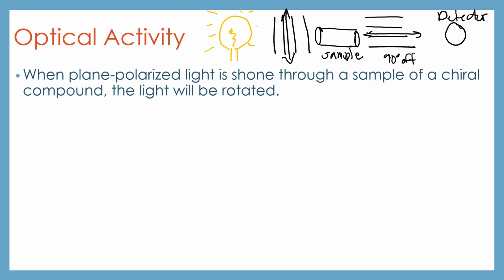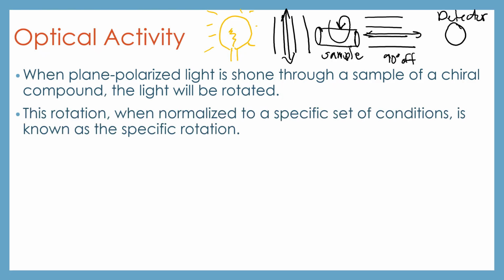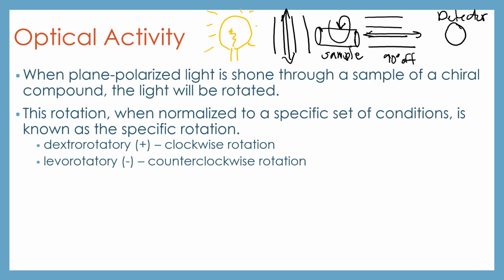But if your sample is chiral and some sort of rotation happens, then the detector will see light and it will take the amount of light that it has and turn that into a number called the observed rotation, which will then be normalized to the specific rotation. Now, if the rotation goes in the clockwise direction, we call that dextrorotary and we also assign a plus sign to it. If it's counterclockwise, we call that levorotary. You actually heard these words before when we talked about the difference between dextromethamphetamine and levomethamphetamine.